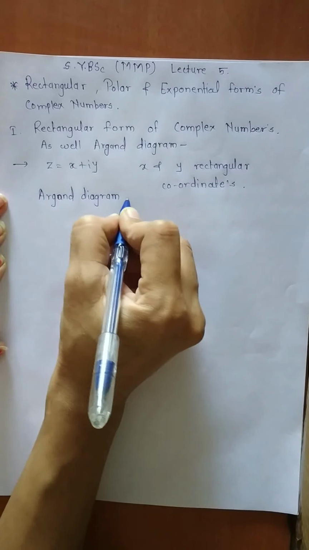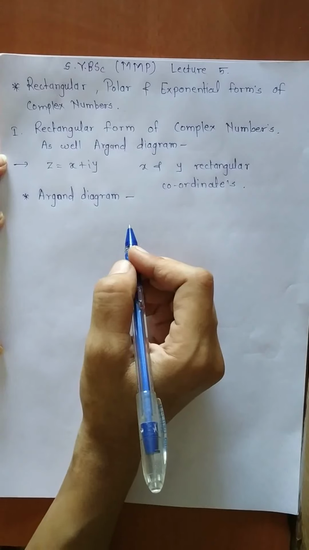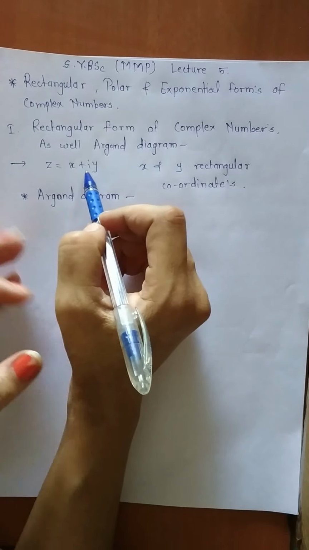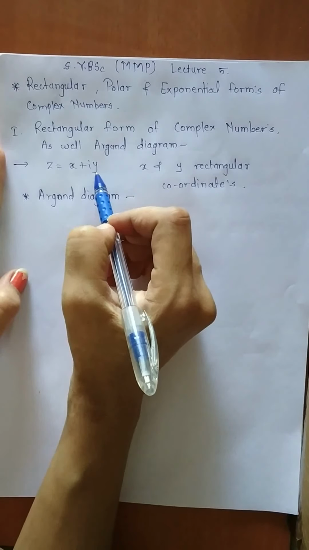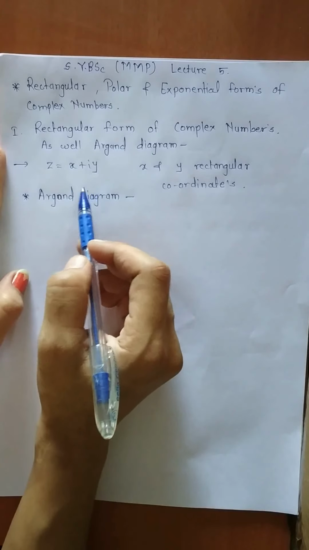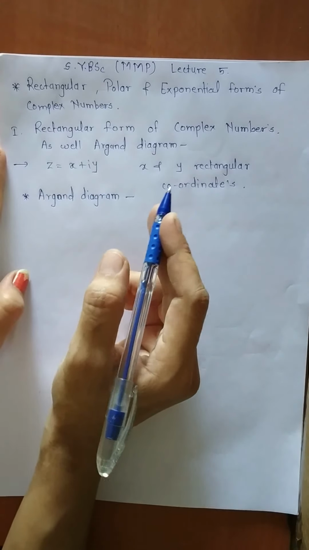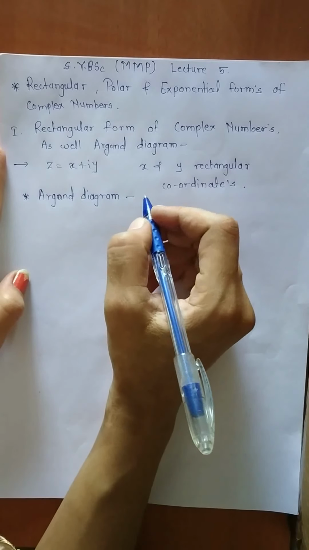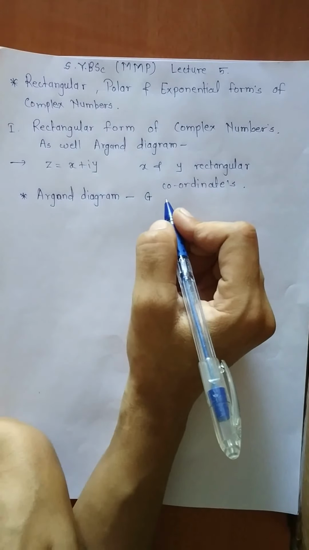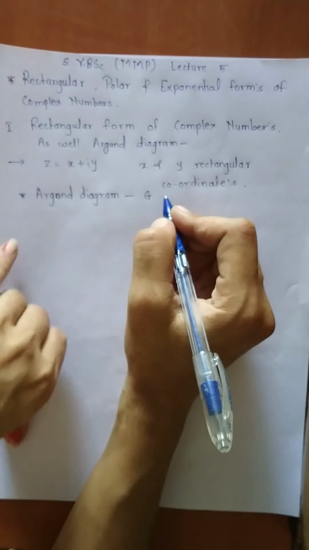So let me discuss the Argand diagram. Even though a complex number is an algebraic number, or it is in algebraic form, it can be expressed in graphical form or geometrical form. So the graphical representation of a complex number on the complex plane is known as an Argand diagram.